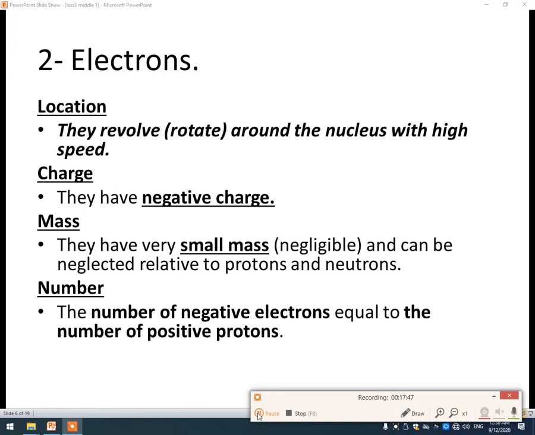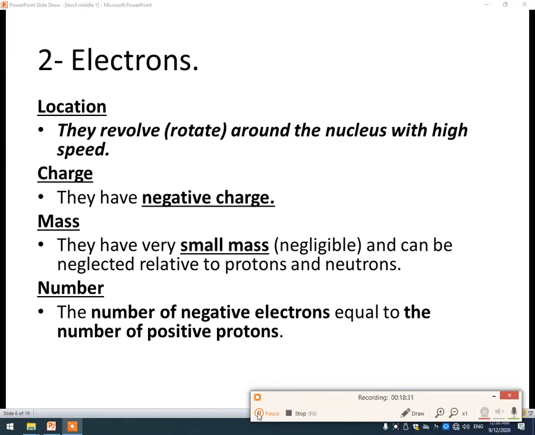Now I need to know what is the mass of electrons. We said that they have very, very small mass, or you can say negligible, very small and can be neglected. You can say that the mass of the electron is nothing compared to the mass of the proton and the neutron, because the mass of the proton and the neutron is very, very large, much bigger than the mass of the electrons. So the mass of the electron is very, very small and you can neglect it.